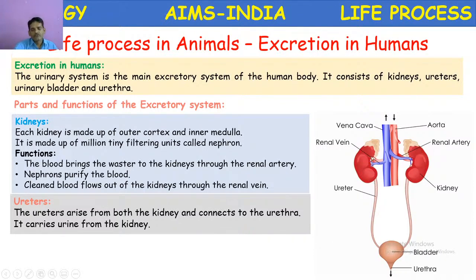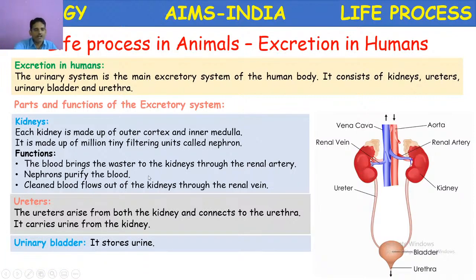Then ureters. After the purification, the filtrates or extracts are, from time to time, passed into the urinary bladder through ureters. Ureters are tube-like structures. There are two ureters, and they carry urine from kidneys to the urinary bladder. The urinary bladder is a sac-like structure which stores the urine temporarily. After the bladder is filled, urine is passed out through the urethra. So, this is the concept of excretion in humans.